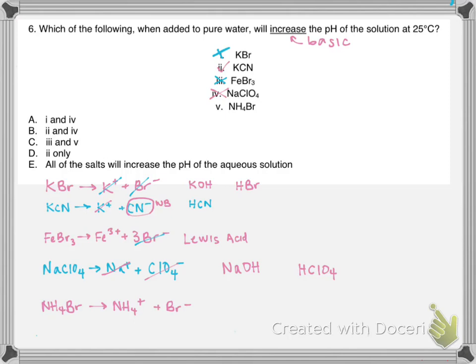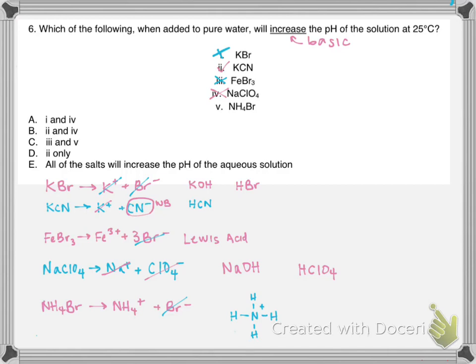Bromide we already discussed as being a spectator. The NH4+ leaves us with a nitrogen with 4 bonds and no lone pairs. And so what that nitrogen is going to do is want to give up one of those protons so it can reform its lone pair and be negative or neutral.